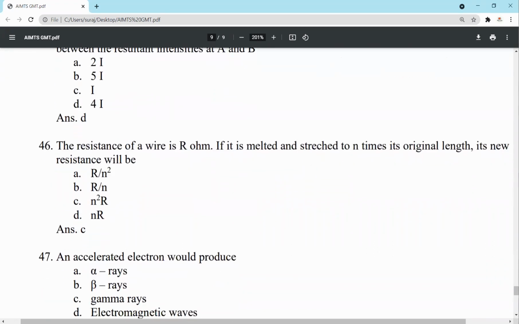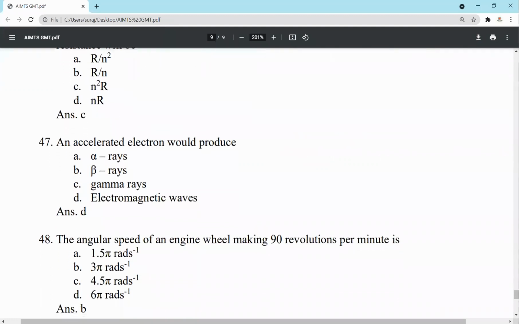Coming to question 46. The resistance of a wire is R ohm. It is melted and stretched. Stretched questions, how to solve? R is directly proportional to L square. Okay, next, coming to question 47. The accelerated electron would produce electromagnetic waves. Electron is a charge. When a charge is accelerated, it produces electromagnetic waves.